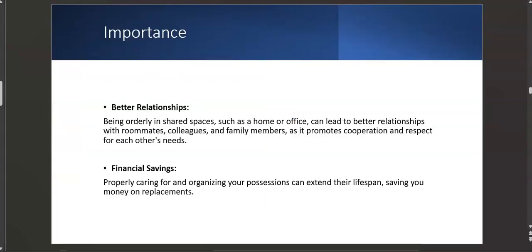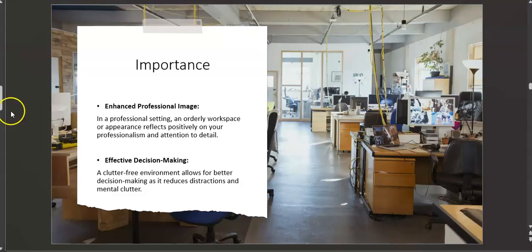Another importance is better relationships. Now, before I move there, I will look at effective decision making. This is another importance that I don't want to forget. Importance of being orderly. Now, a clutter-free environment allows for better decision making, as it reduces distractions and mental clutter.